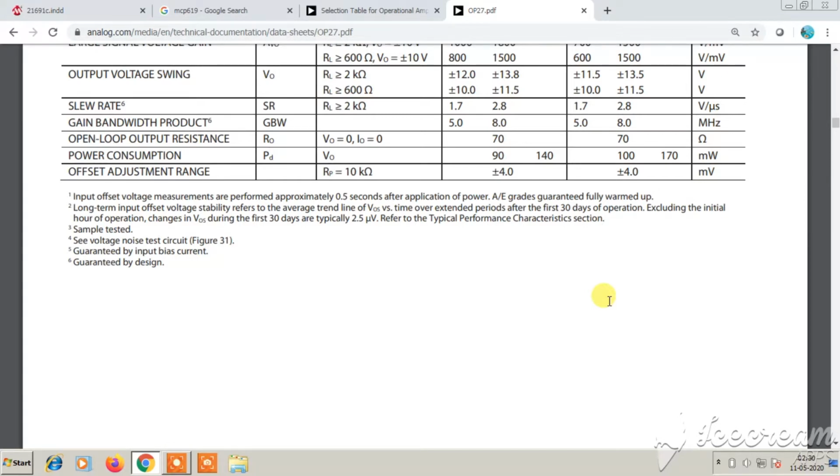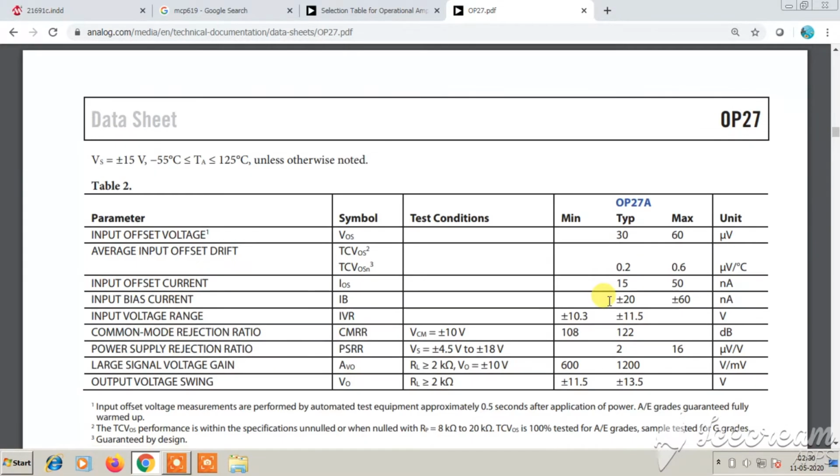But this OP27 op amp is a pretty expensive op amp, and it should be used only in very specific applications and in very high-end projects. Like if you are working on ECG acquisition or PPG acquisition projects, you may use this op amp, because you may get better results by using it in such practical cases.